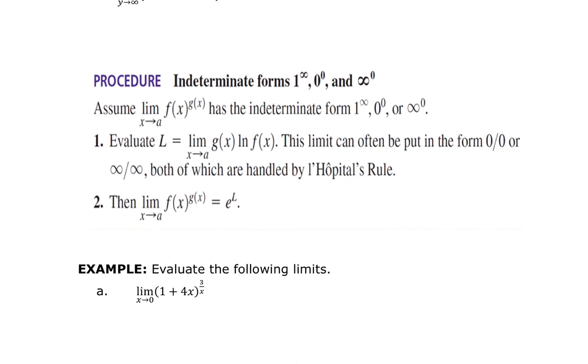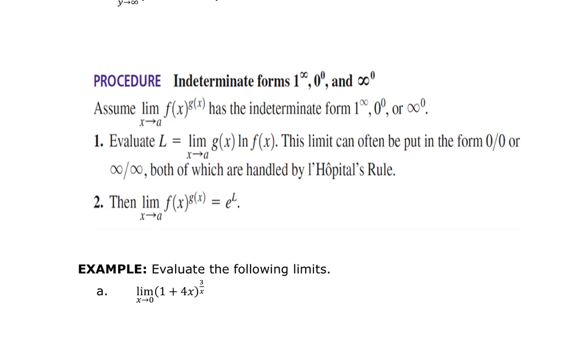Because I really want to get into this form. What happens when I have 1 raised to the infinity, 0 raised to the 0, and 0 raised to the infinity? These are also indeterminate forms, and what we're going to do is use the fact that we can take the natural log. So if we go back to our log rules, and remember when we had the square root rule for the limit, we can do the same thing with log rules.